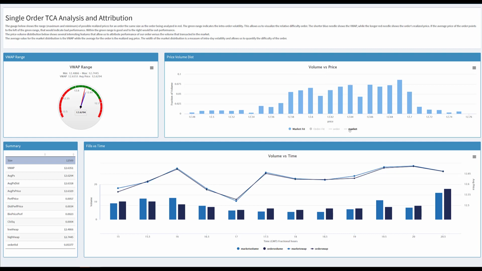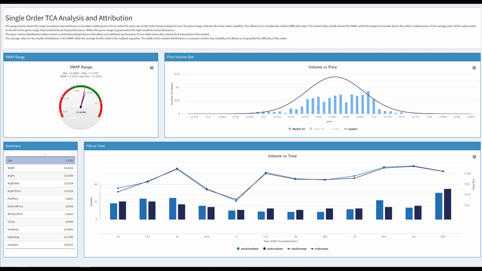So what we can also do with this distribution is compute the volume weighted average. If we do that, we can fit a Gaussian to the market price volume distribution, and the peak of that Gaussian is going to be the volume weighted average price, which is our benchmark. The width of this normal curve can be characterized by the standard deviation, and we can interpret that standard deviation as the intra-order volatility.